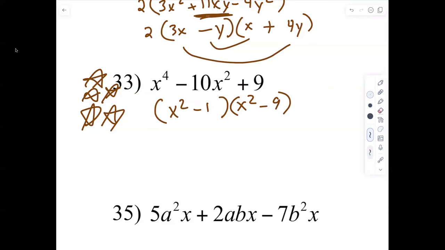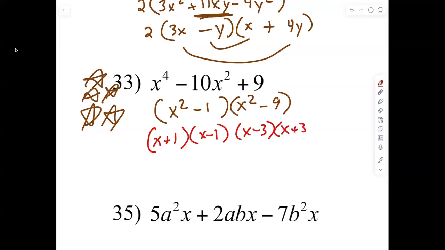Are we done? No. Everybody should know we're not done because x squared minus 1 can factor and x squared minus 9 can factor. So that factors to what? x and x. Come on. These are the ones you should be able to just say: x plus 1, x minus 1. And then the other one would be x minus 3, x plus 3. Everybody should be able to do that. When there's no middle term, the factors have to be the same, one positive and one negative. Good for you.